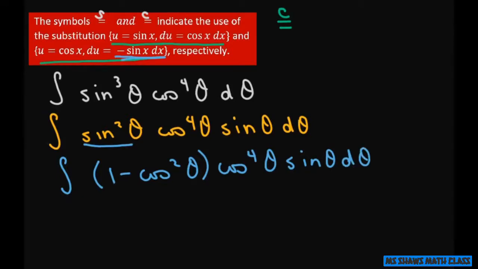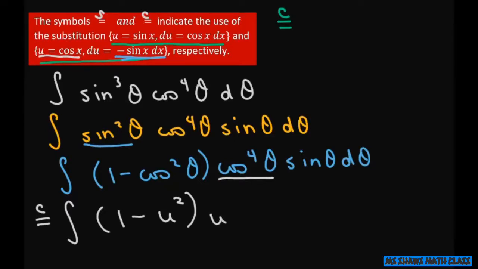All right, next I'm going to use my u substitution. So I'm going to get 1 minus u squared, since u is cosine. Then I have u to the fourth, and then I know that sine theta d theta is going to be negative du. So what we're going to have to do is put negative du here, because that's negative right there.